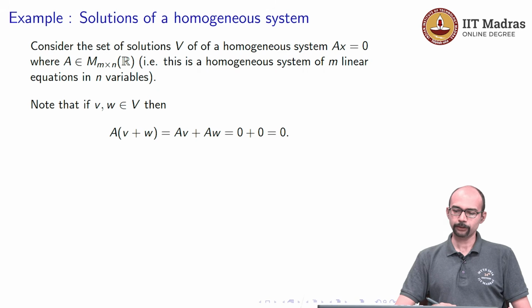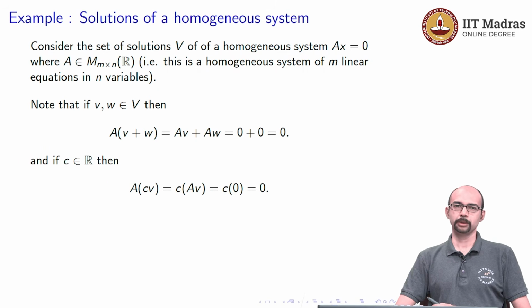So then I can look at v plus w and I can do A times (v plus w), and we have seen how matrix products work. That tells us that A times (v plus w) is A times v plus A times w, but both v and w are coming from capital V, which is the set of solutions. That means A times v is 0 and A times w is 0. That means this is 0 plus 0, which gives us 0. So what is the net result? The net result is that v plus w is in V.